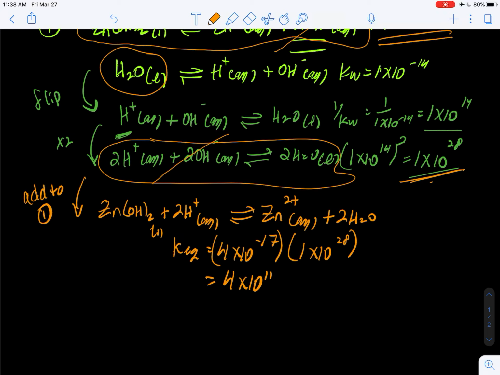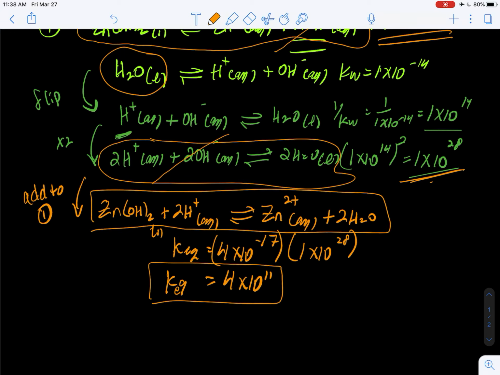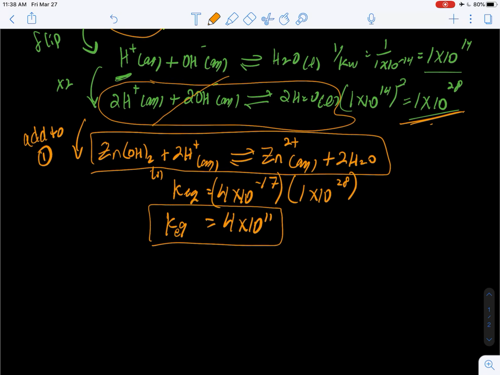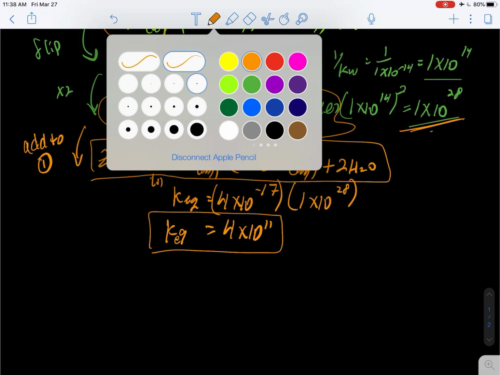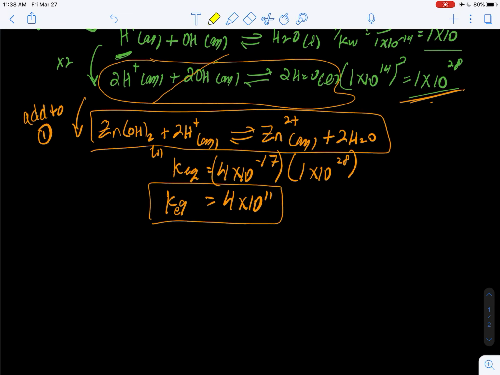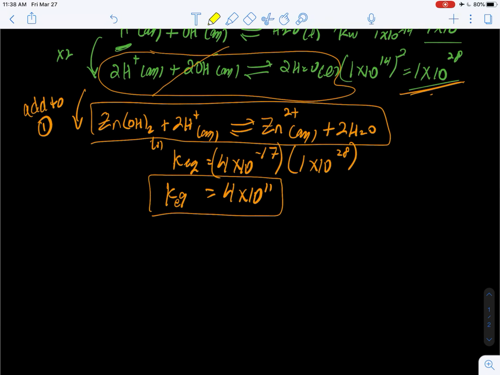Fortunately, we again can do this math in our head. 28 minus 17 is 11. So that's the equilibrium constant for this chemical reaction right here. Now, we can do one of 2 things. We can set up an ICE table and go a lengthy way, or we can just take the shortcut. I'm going to do a shortcut here.